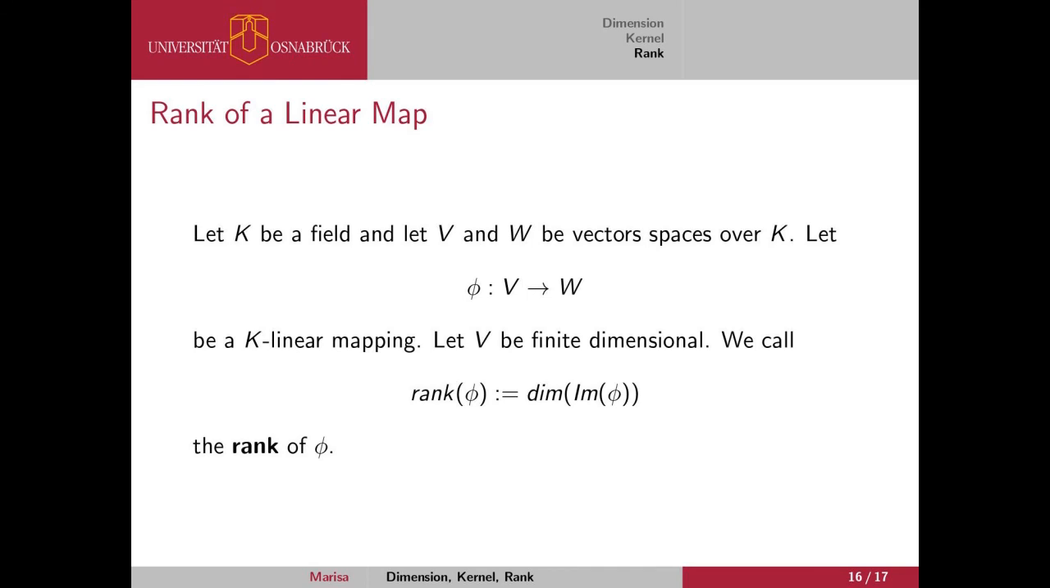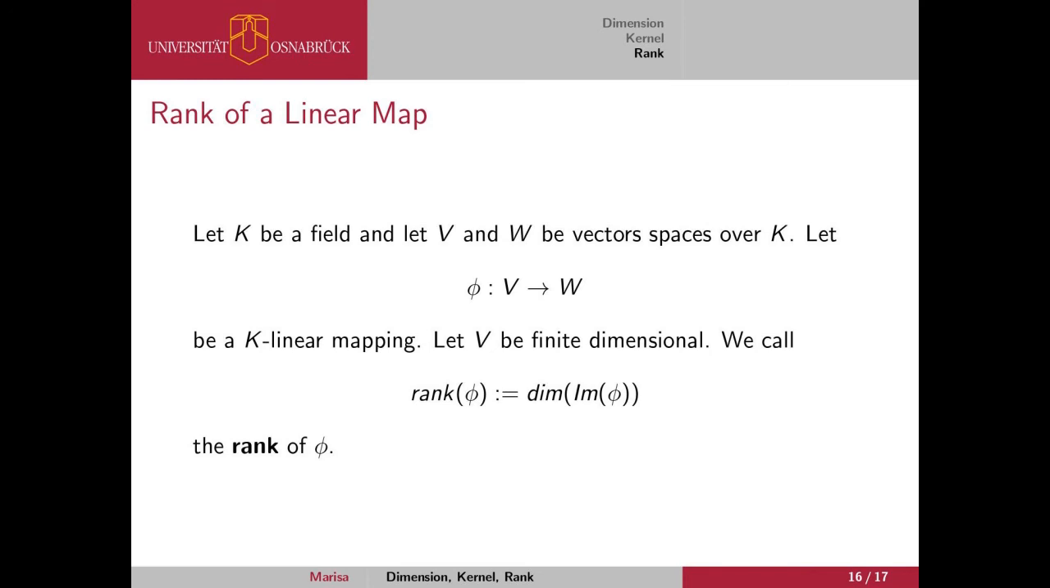Let us continue with the rank of a linear map. As you have just learned, the rank of a matrix is the number of linearly independent rows or columns it has. But now, if we have a linear mapping, there's a different definition. Let's assume we have some field K and some vector spaces V and W over the field K, and we have a linear mapping phi, which maps from V to W. V is a finite dimensional vector space.